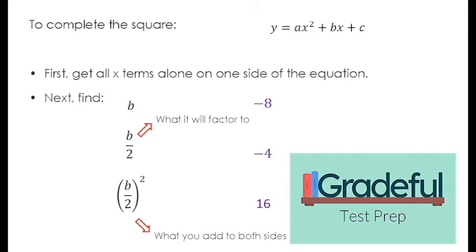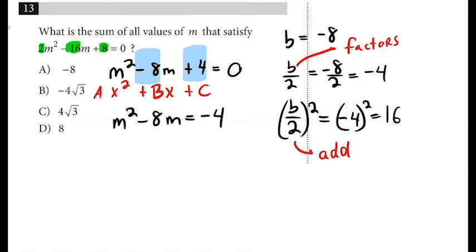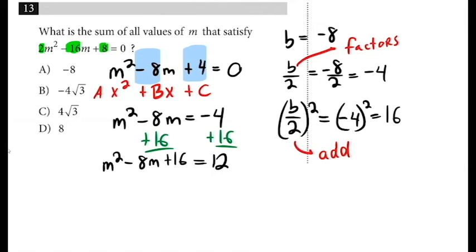Now for the completing the square method, you also want to know that b over 2 squared is what you add to both sides, and b over 2 is what it'll factor to after you do that. So the completing the square method tells us to add 16 to both sides. On the right-hand side that gives us 12, and on the left-hand side that gives us m squared minus 8m plus 16. We could ask ourselves on the left what two numbers add to negative 8 and multiply to 16, but the completing the square method takes care of that for you. We already know this is going to factor to m minus 4, m minus 4. The way you write it in the completing the square method is m minus 4 all squared. So m minus 4 all squared equals 12.